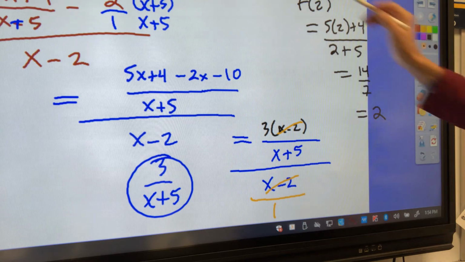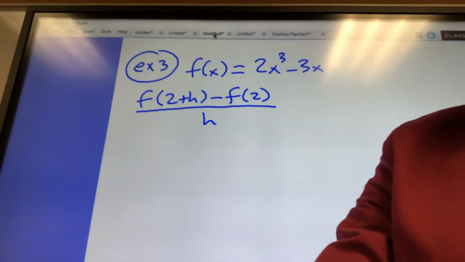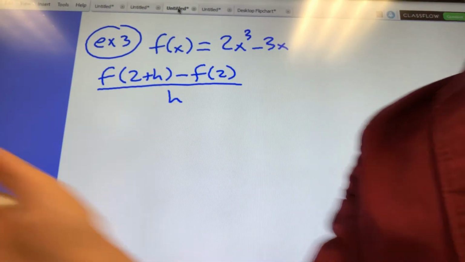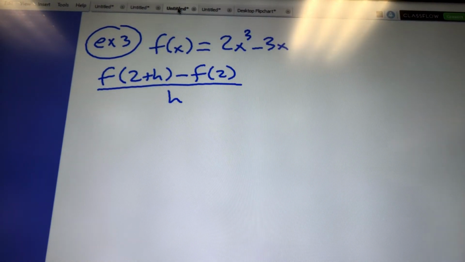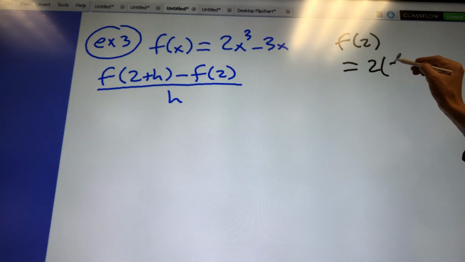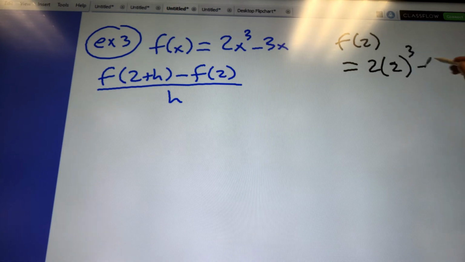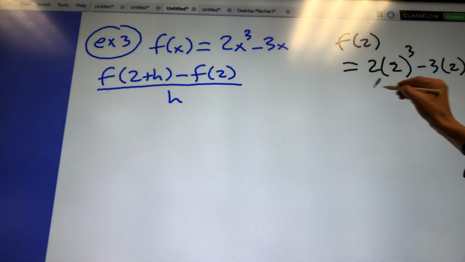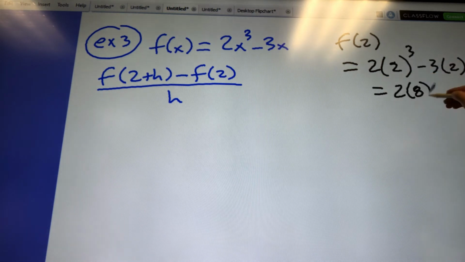And one more here for difference quotient practice. Ooh, something to the 3rd power. Man, all right, well, f of 2 is equal to 2 times 2 to the 3rd. It'll be 2 to the 4th there. It's 10. Make sure you get this right. f of 2 is 10.